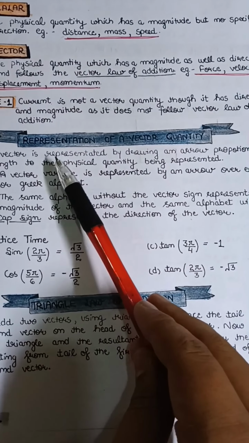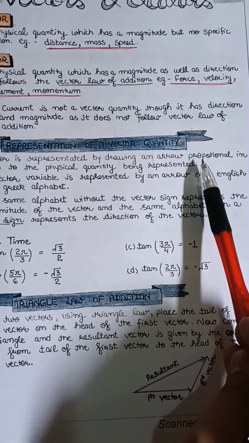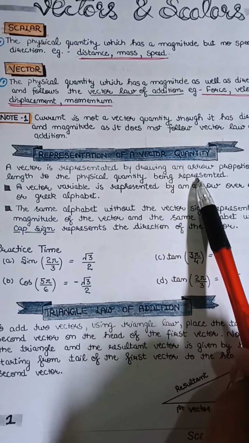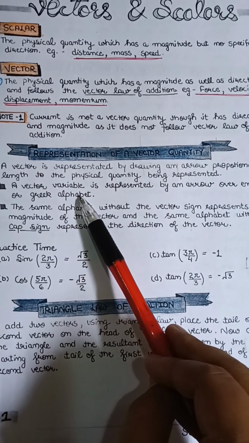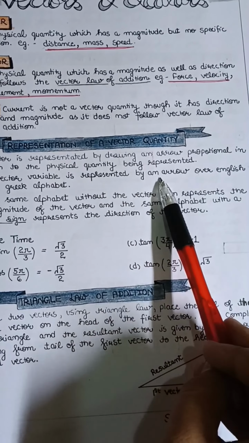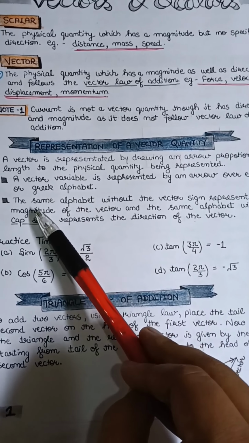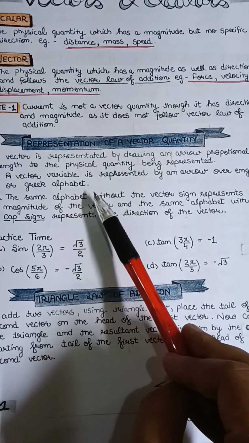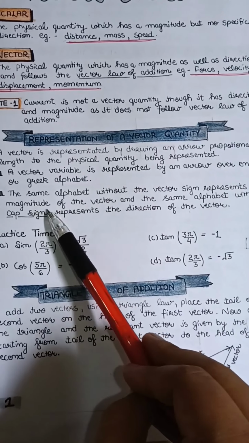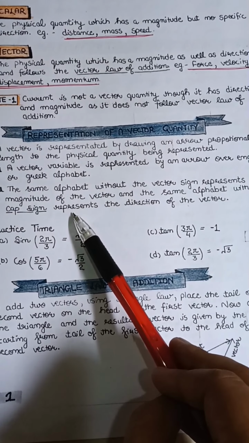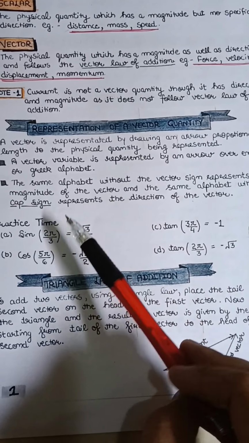Representation of a vector quantity. A vector is represented by drawing an arrow proportional in length to the physical quantity being represented. A vector variable is represented by an arrow over an English or Greek alphabet. The same alphabet without the vector sign represents the magnitude of the vector, and the same alphabet with a cap sign represents the direction of the vector.